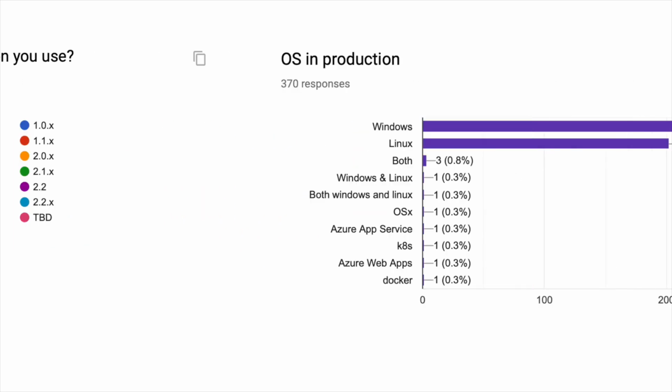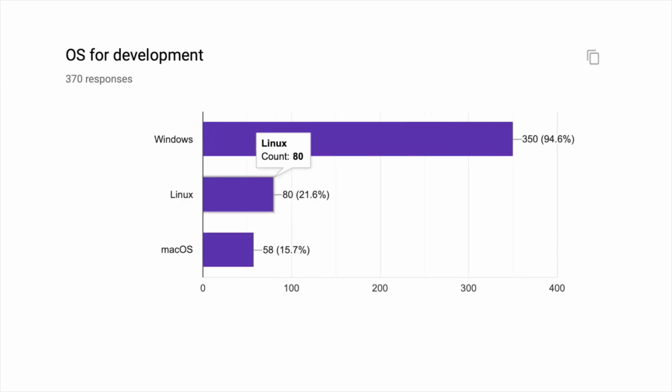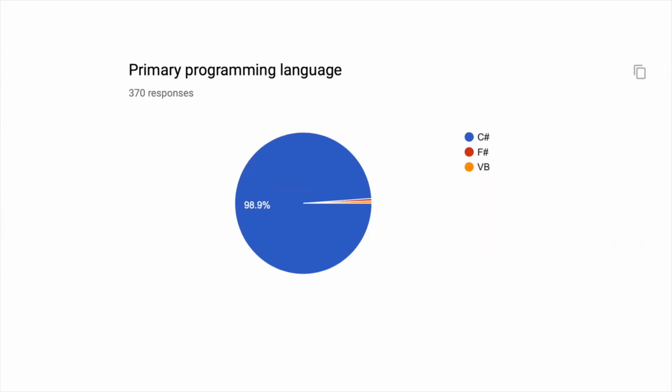In terms of operating system in production, we see lots of mixed environments. Windows is still the top OS for .NET devs in production, but more than 50% of them already deploy apps to Linux. For development, Windows is clearly number one, but people also seem to write .NET Core apps both on Linux and macOS. We also asked about the primary language, and as you can see, C# is clearly number one. F# and Visual Basic together are a little bit above 1%.